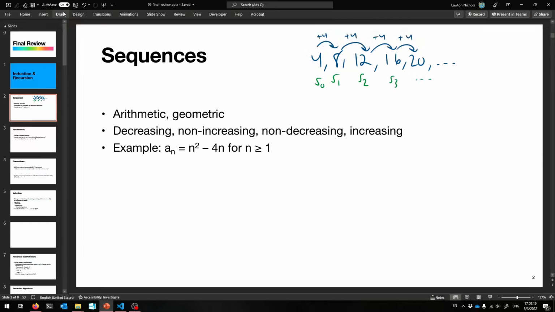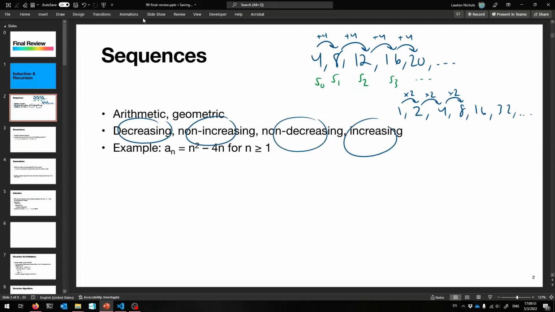Geometric sequences are pretty much exactly the same, but instead of a common difference, there's a common factor. So you multiply. Or if it's a fraction, it's technically division, right? So maybe 1, 2, 4, 8, 16, 32, and onwards. That's a geometric sequence because it keeps getting bigger by a factor of 2 each time from the previous element. Right? So that's a geometric sequence. And when you have sequences, you can classify them into decreasing, non-increasing, non-decreasing, and increasing.